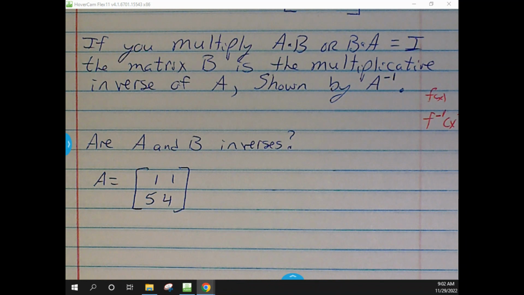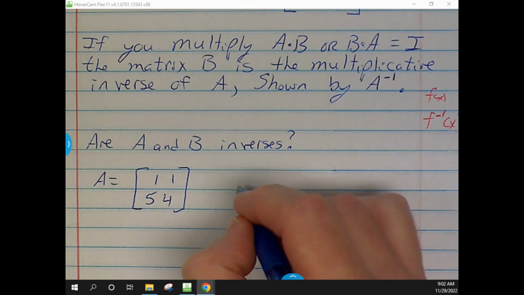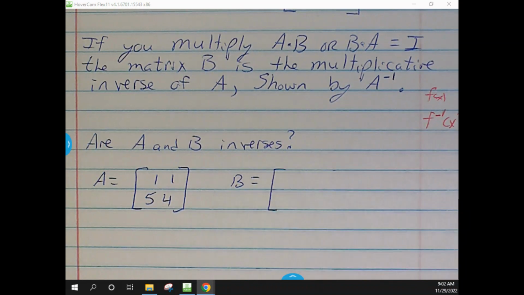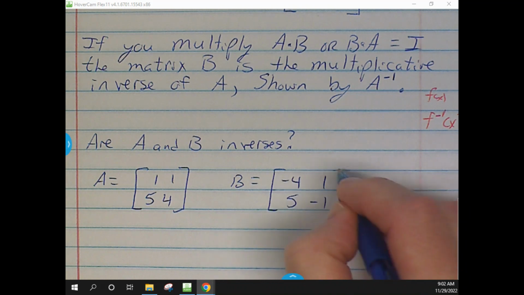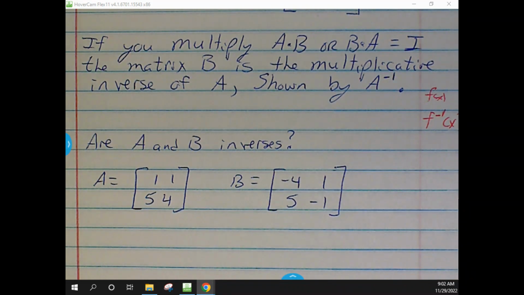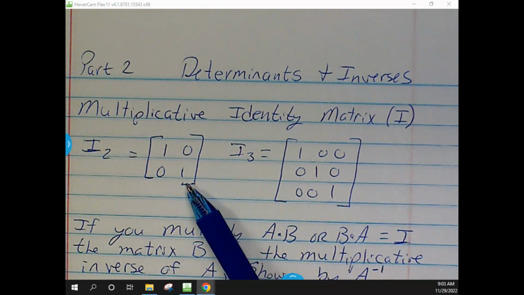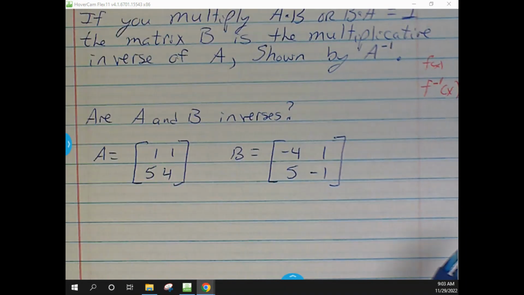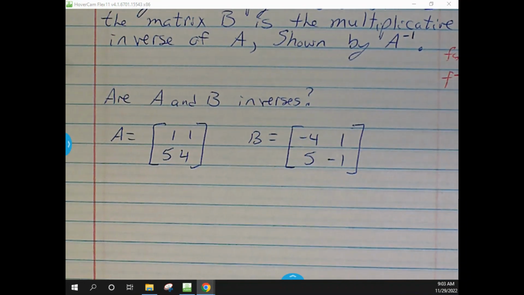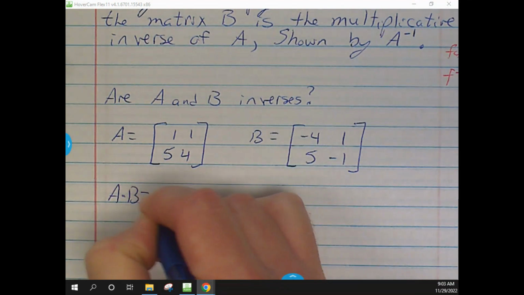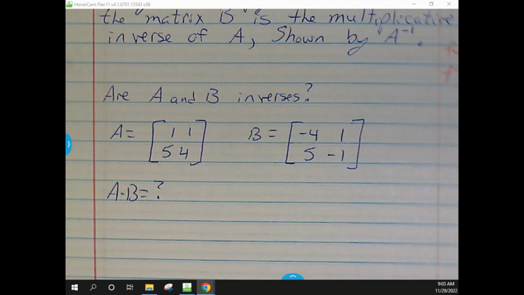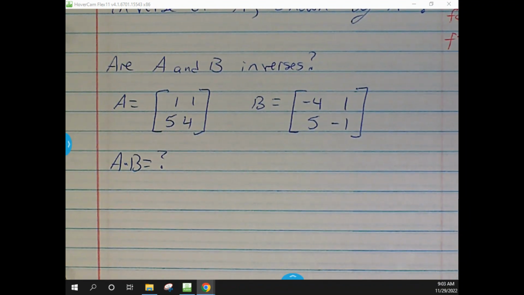All right, so let's say matrix A is [1, 1; 5, 4], and then matrix B is [-4, 1; 5, -1]. Here's what we're going to do. We just need to multiply these two matrices together, because they're both 2 by 2 matrices, and see if we get the identity matrix. If we get it back, they're inverses of each other. If we don't, then they're not. So this is where we get to practice our multiplication. We're going to do A times B and see what we get.